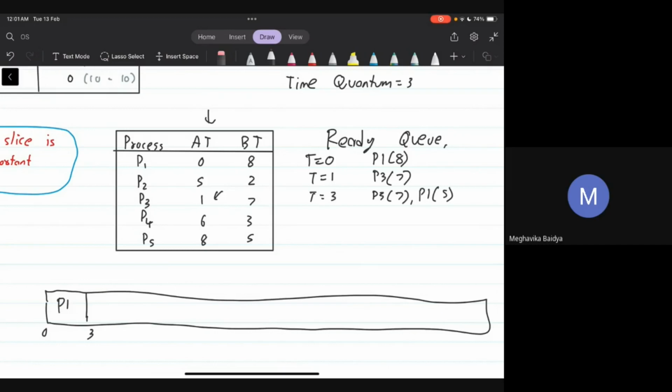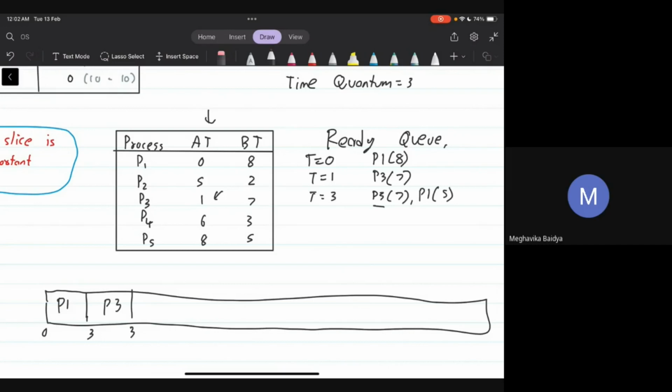Now you will take P3 here, and it will execute for 3 seconds. Why did you take P3? Because it's round robin. It goes from P1, P2, P3, P4, P5, but since the other processes are not there, you take the next process. After P1 is P3, and then, if no other process comes after 3 seconds, again P1 will be executed.